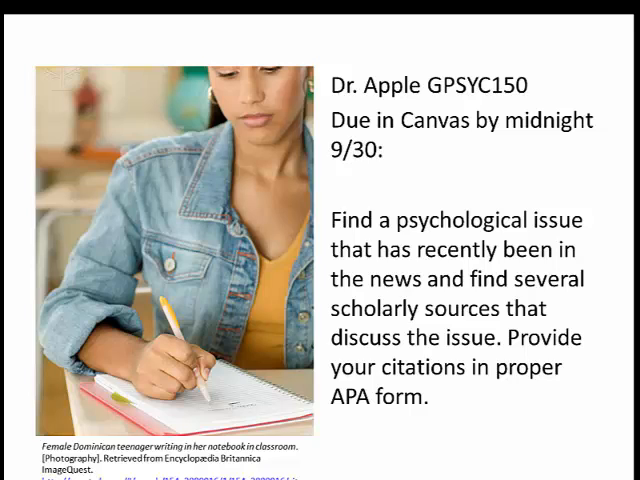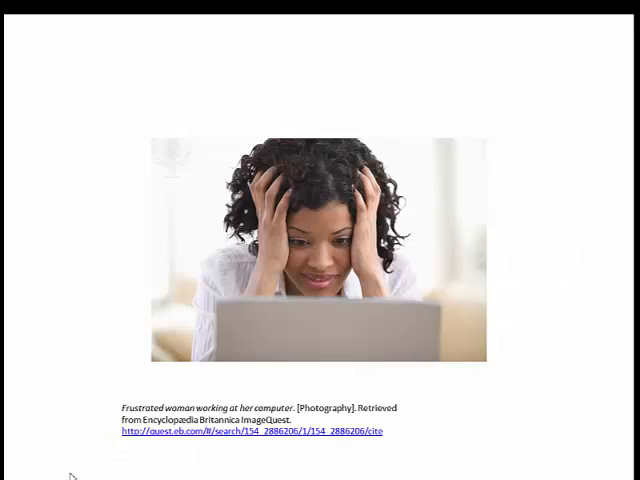This second kind of information need kicks it up a notch. You need to identify your psychological issue that has recently been in the news and put your hands on scholarly sources of some kind and then figure out APA citation style for the stuff you do find.